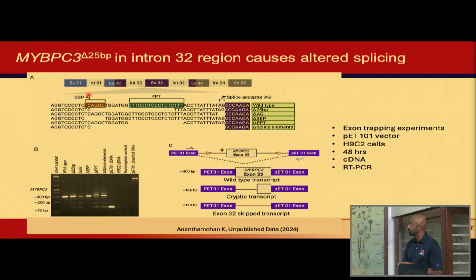Coming back to the 25 base pair deletion, this is an in vitro experiment where we used an exon trapping plasmid construct system. We cloned the region with the intron and exon 32, then intron 32, with or without the variant. H9C2 cells were used, we transfected, and after 48 hours we collected mRNA and looked for altered splicing. Clearly the 25 base pair deletion causes altered splicing.